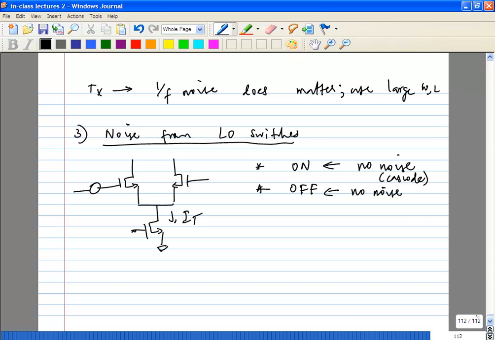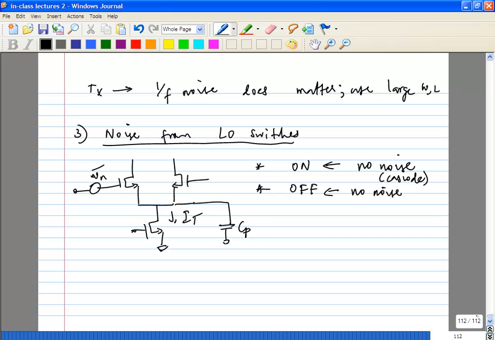Okay. So what we are going to do is replace the noise of these two devices as an input referred noise at the gate of one of these devices, and that's perfectly valid for a differential case. We are going to call this Vn. And of course you are going to have Cp here, some parasitic capacitance.